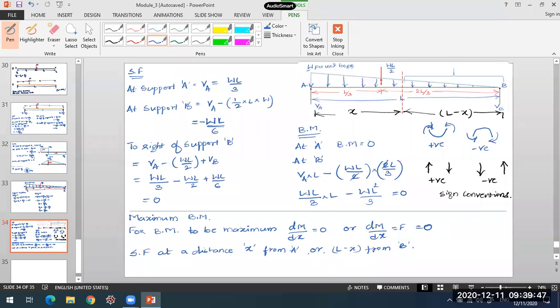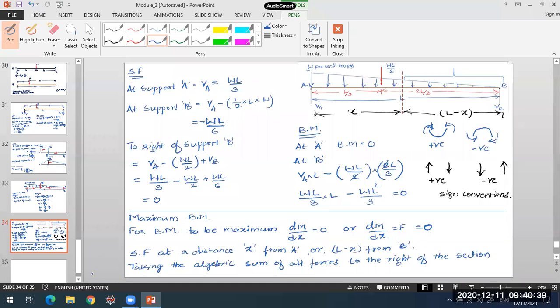Okay, so this will be the position of our section. Either it is at a distance x from A, or you can say it is at a distance L minus x from B. Okay, so now what we'll do is take the sum of all the forces to the right of my section, to the right side of my section.